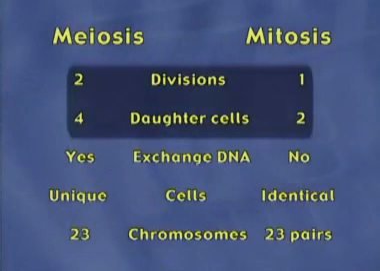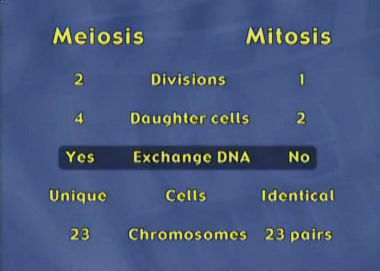Well, the cell cycle and the phases of mitosis are similar to meiosis, but there are some important differences. As I just said, in mitosis, one cell divides into 2 daughter cells, and in meiosis, one cell divides twice into 4 daughter cells. In meiosis, the chromosomes can exchange parts. They don't do that in mitosis.